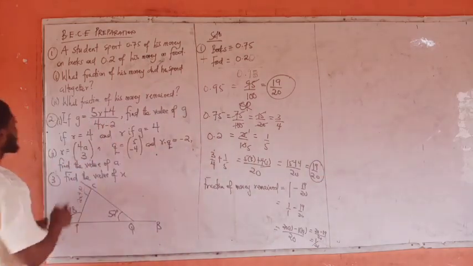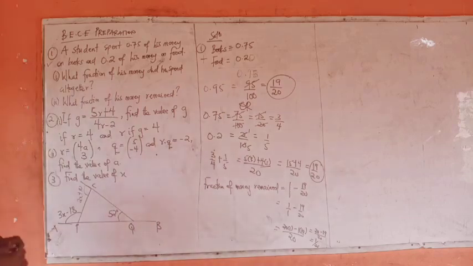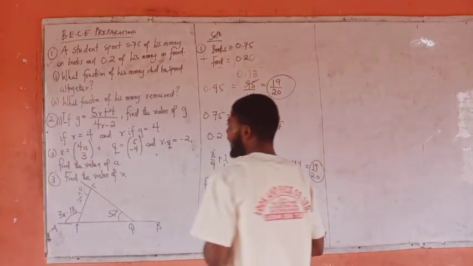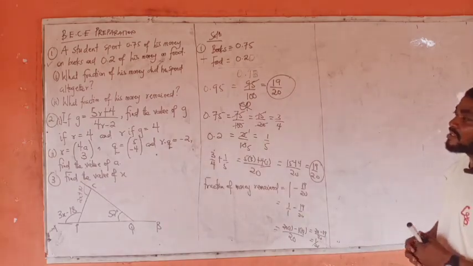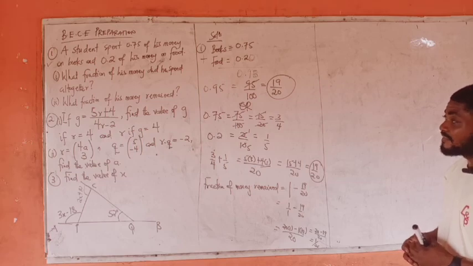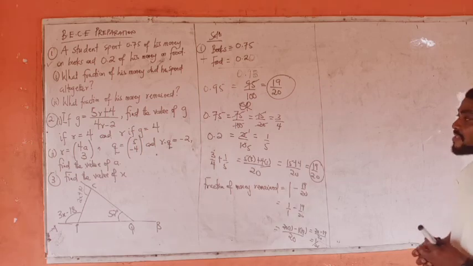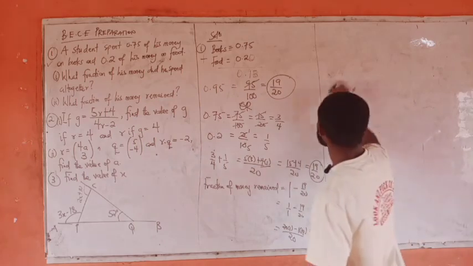So question 1 is done. We go to question 2. If j is equal to (5r plus 4) all over (4 minus 4r minus 2), find the value of j if r is equal to 4. So simple.